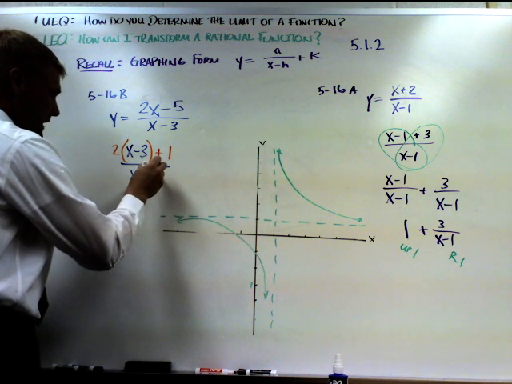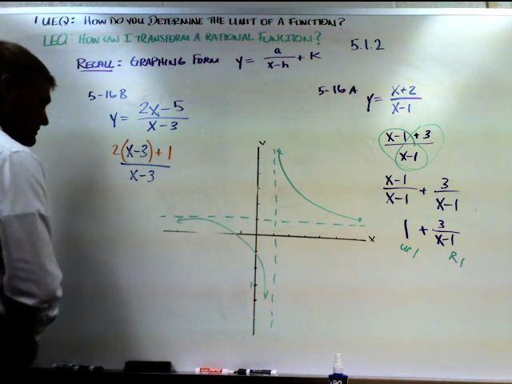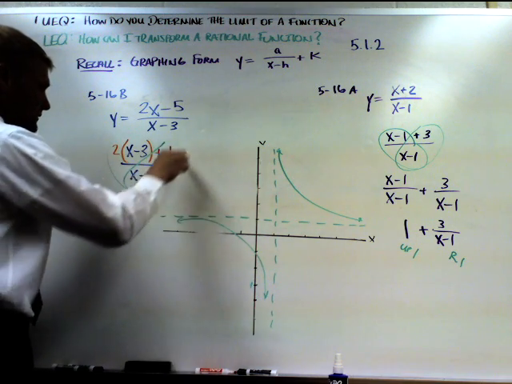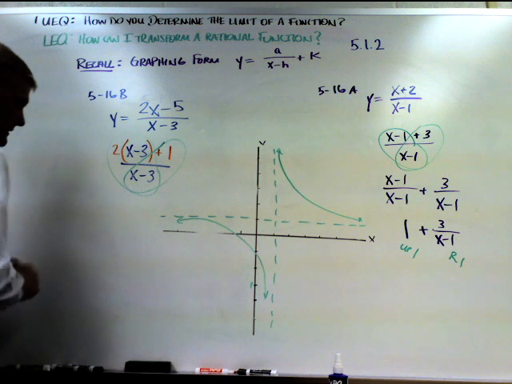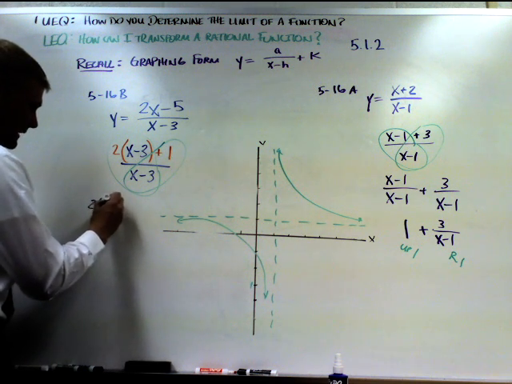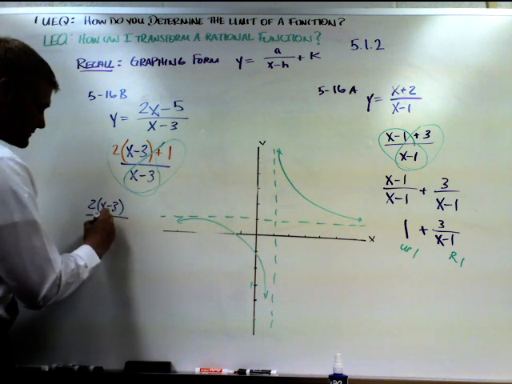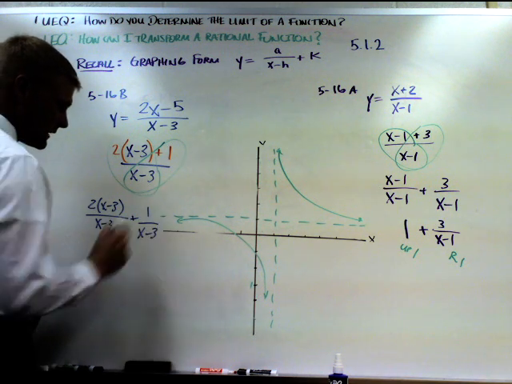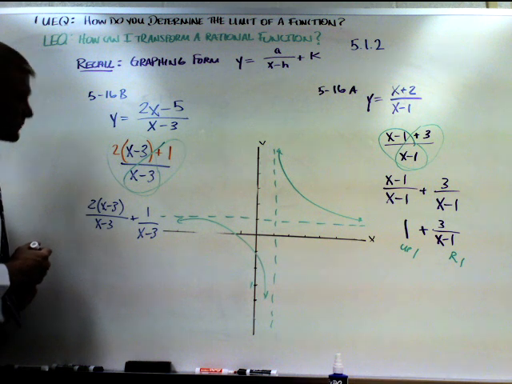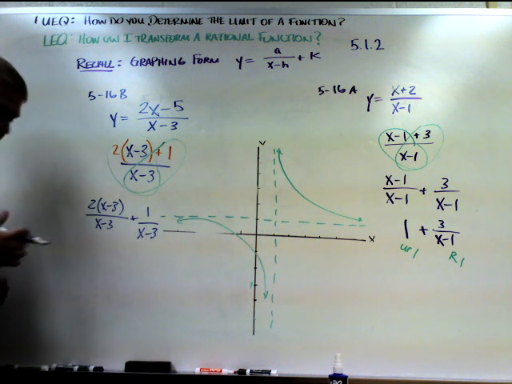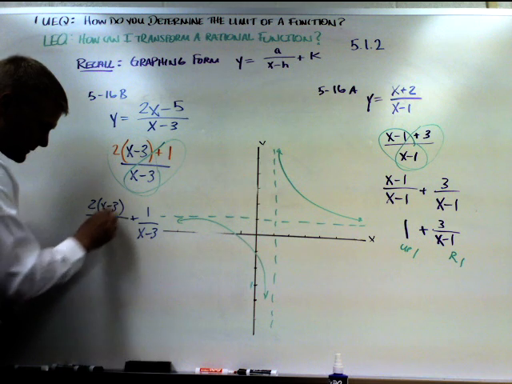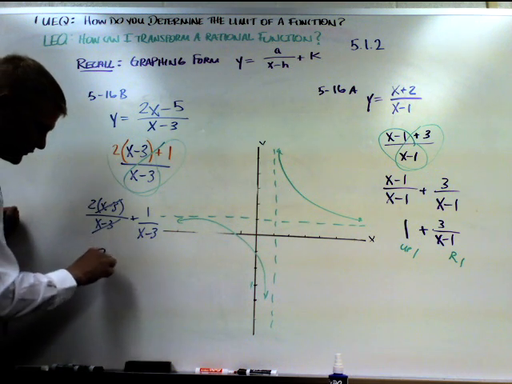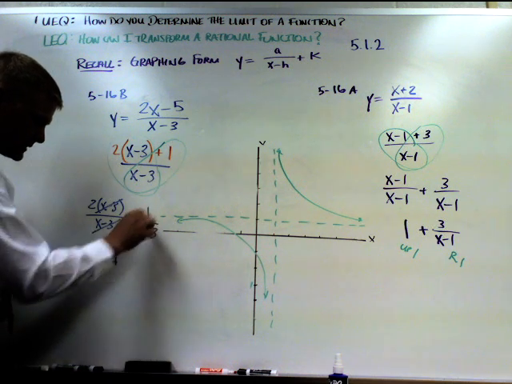I can now divide both parts of my numerator by the denominator. So I end up with (2x minus 6) over (x minus 3) plus 1 over (x minus 3). The advantage again here, x minus 3 and x minus 3 do what? They cancel each other out. What am I left with? I'm left with 2 plus 1 over (x minus 3).